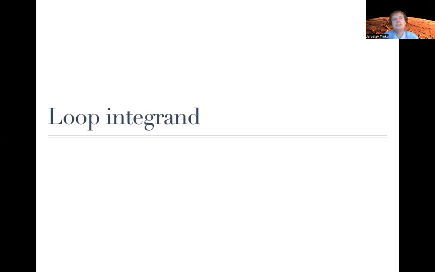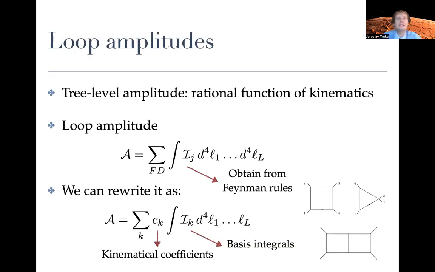Okay, so let me just start with a few words about the loop integrand. So for scattering amplitudes at tree level, these are rational functions of kinematics. But at loops, the amplitudes are more complicated. So let me first define the object I would like, which is the loop integrand. Normally when we talk about amplitude, we think about it as a sum of Feynman diagrams, loop Feynman diagrams, when we are instructed to integrate over all loop momenta.